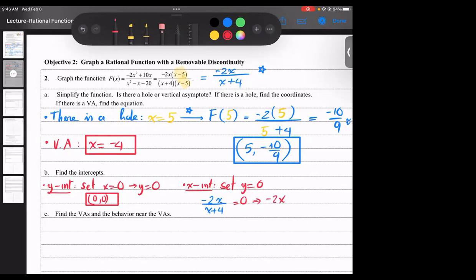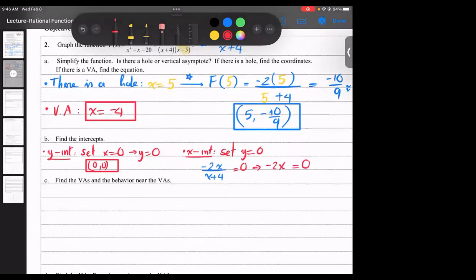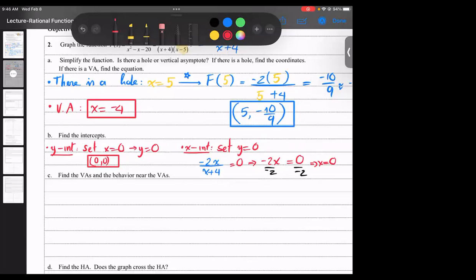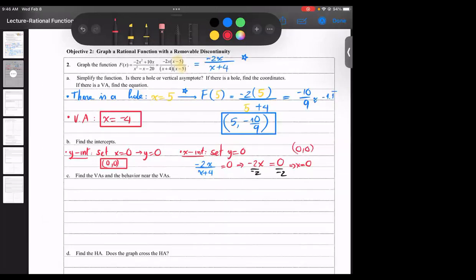So -2x equals 0. Divide both sides by -2. Well, 0 divided by anything is still 0. So x equals 0. So (0, 0) is also your x-intercept, like I said.